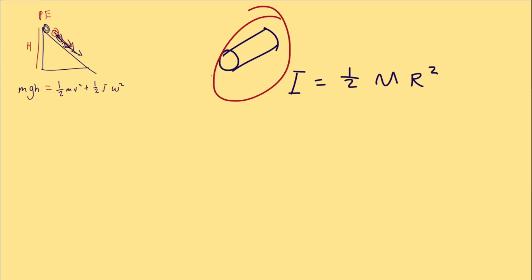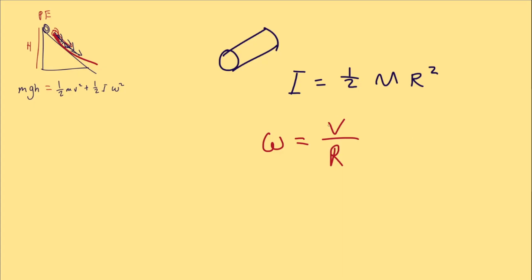This battery is rolling without slipping. So the angular velocity is given with v over r. This is the formula. And why did we go ahead and find this? Well, look at this equation that we have here. We're looking for the velocity, but we can't solve for that because we don't know inertia. We don't know angular velocity. That's what we're missing. So that's what we've solved here.